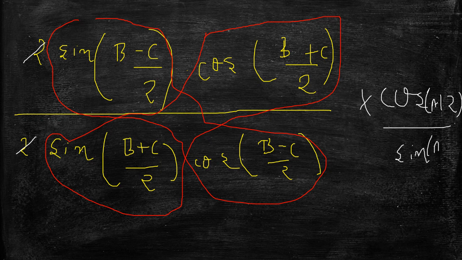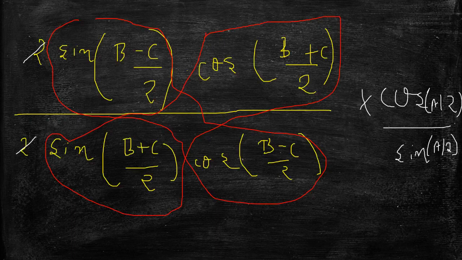Now what will this be? This will be sine (b minus c) by cos (b minus c), so I can write this as tan of (b minus c) by 2. Into this, I will keep cos (b plus c) by 2 into sin (b plus c) by 2 as it is. I will not write this as cot (b plus c) by 2. I will keep this as it is.